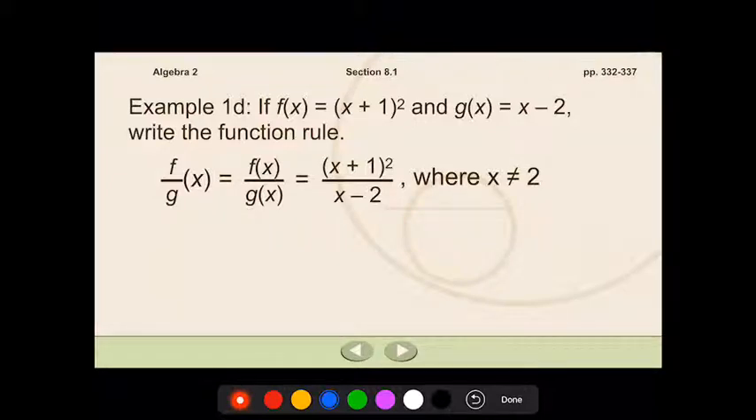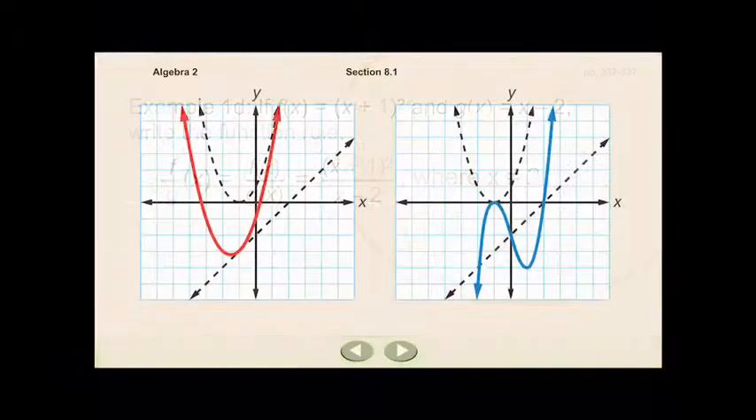But notice you do have to include your domain where x does not equal 2, because if x equaled 2, it would give you a value of 0 in your denominator. That would be 2 minus 2, which would give us 0, which we know would be undefined. So that's all you have to do.